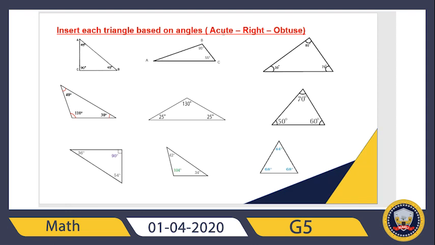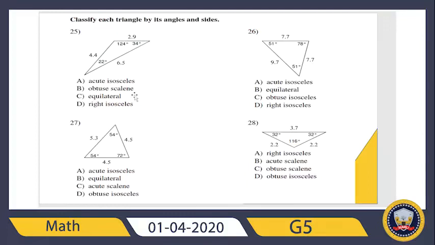Acute angle triangle. I will show you now an exercise which is very interesting, where I will combine the two classifications together. Let's see. Here you're gonna choose. Classify each triangle by its angles and its sides. Let's take the sides first. Here, this side equals 4.4 centimeters, this side 2.9, and this side 6.5.